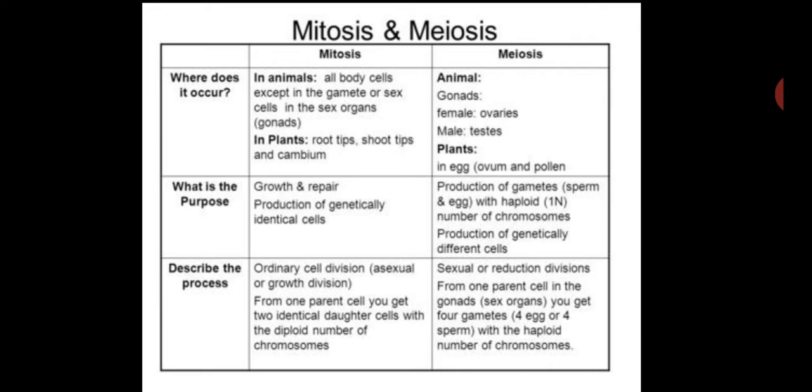Whereas meiosis occurs in animals in the gonads, that means sex cells, sex mother cells. In females, the ovaries, in males, the testes. In animals, these two, ovaries and testes, are called gonads, the sexual glands. And in plants, meiosis occurs in the ovule, and in the anther.